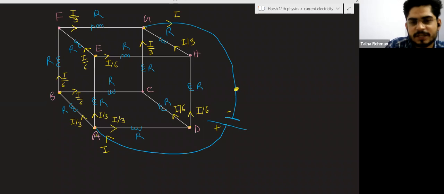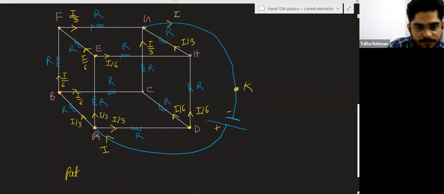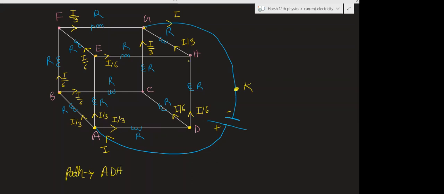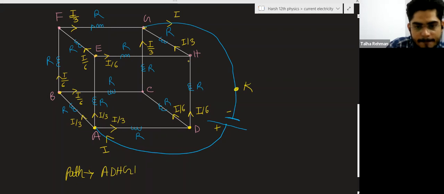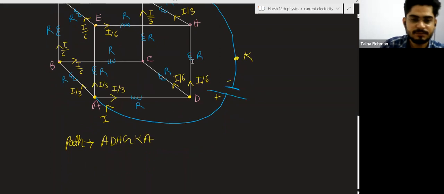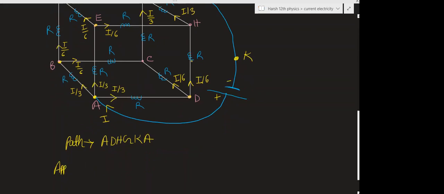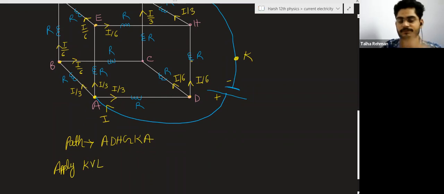Just suppose here is a point K. So you are choosing a path A, D, H, G, and K, and then again A. Now we will apply KVL. Actually, this question is a very, very famous question. Now just start applying KVL.